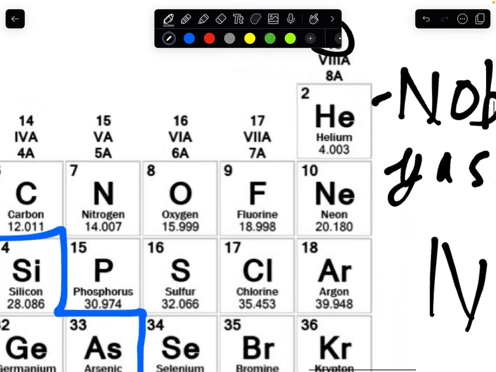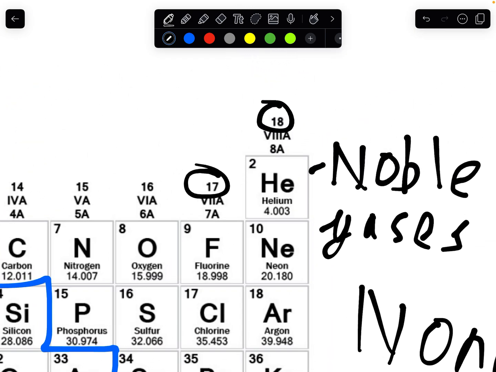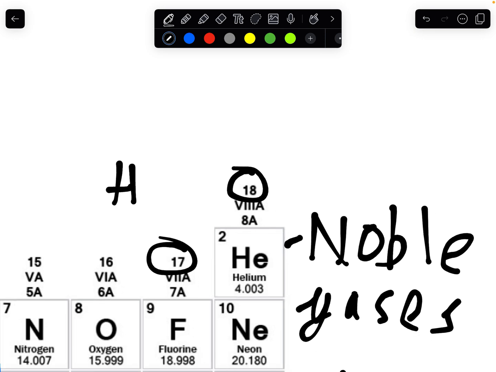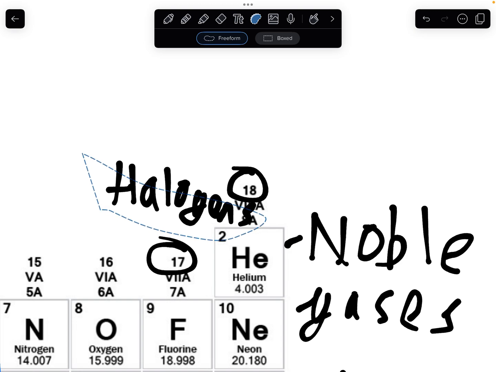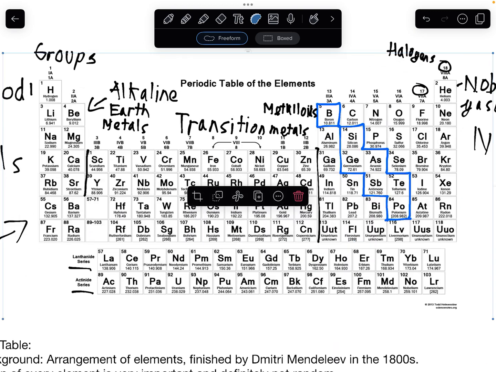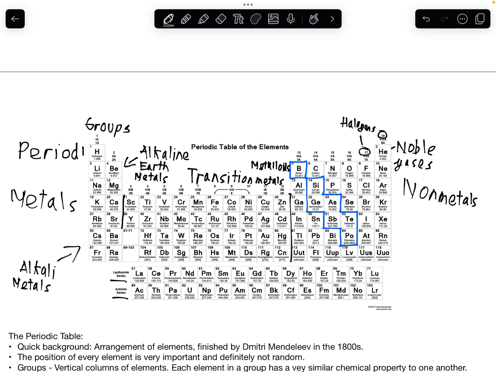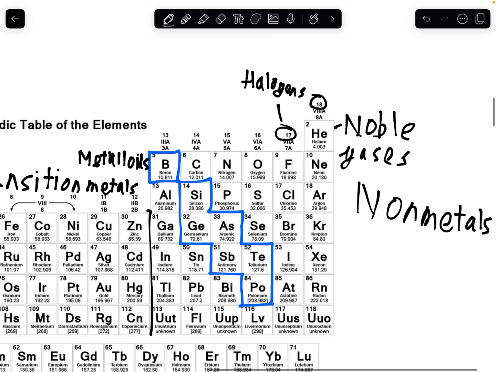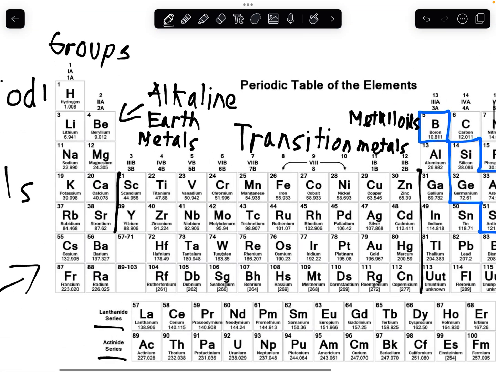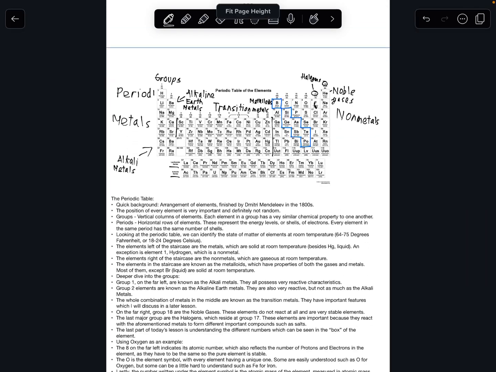Second, the last group I will be talking about today is the halogens, which is Group 17. This group is also incredibly important because the halogens tend to react a lot with the alkali metals that I mentioned earlier.